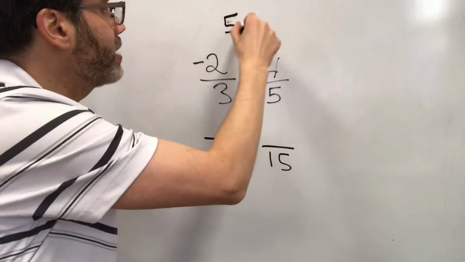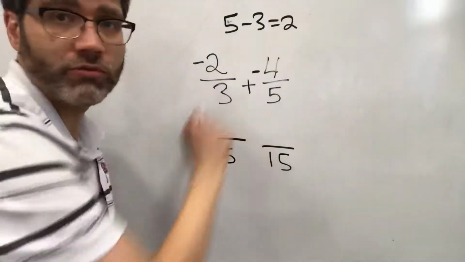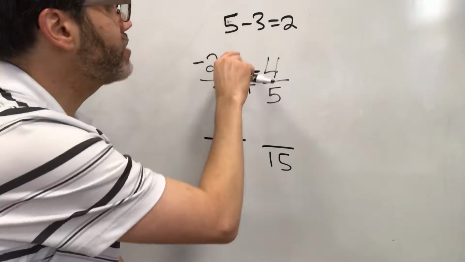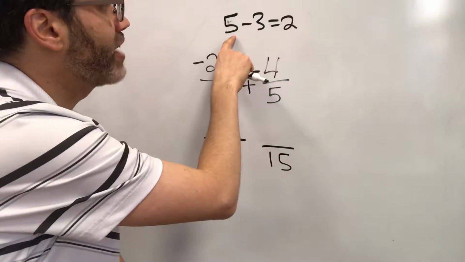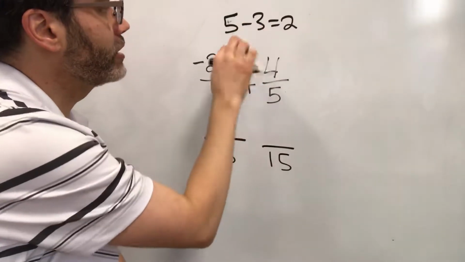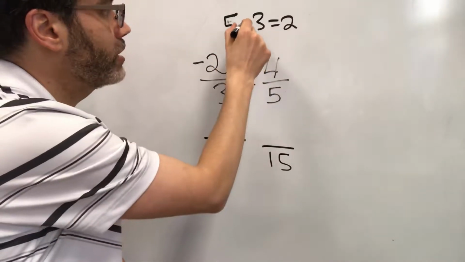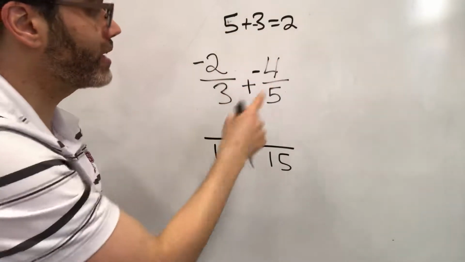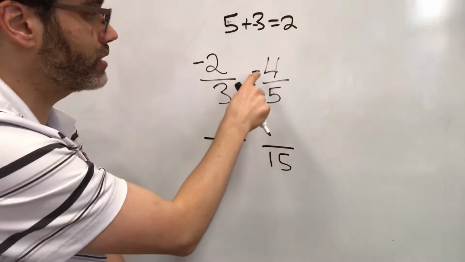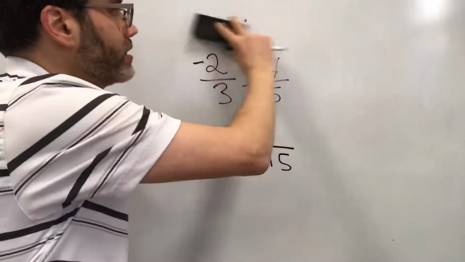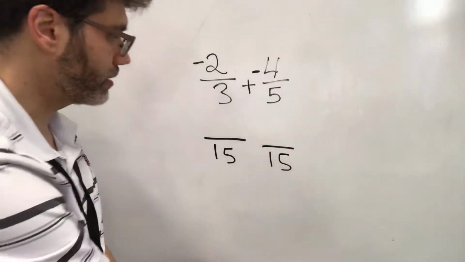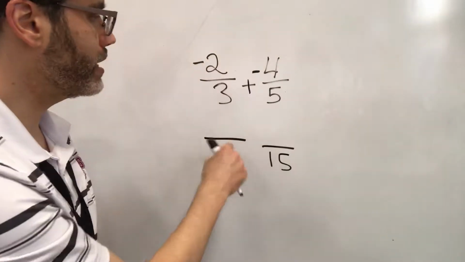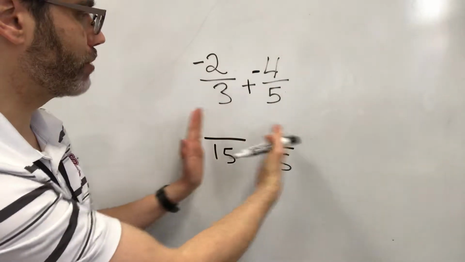Just like 5 minus 3 is 2, right? The same thing is true for 5 plus negative 3. So if I turn this subtraction sign into a plus negative 3, 5 plus negative 3 is also 2. So I can change this subtraction sign into a plus negative, right? That's going to help us out a lot when we try to combine both of these fractions.